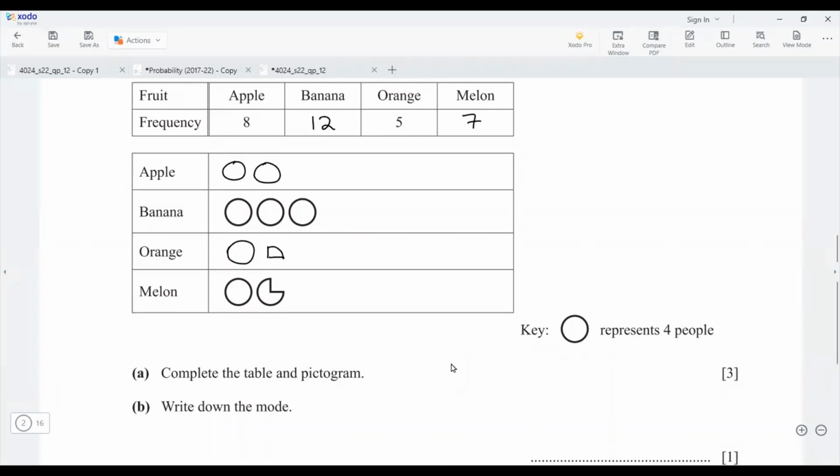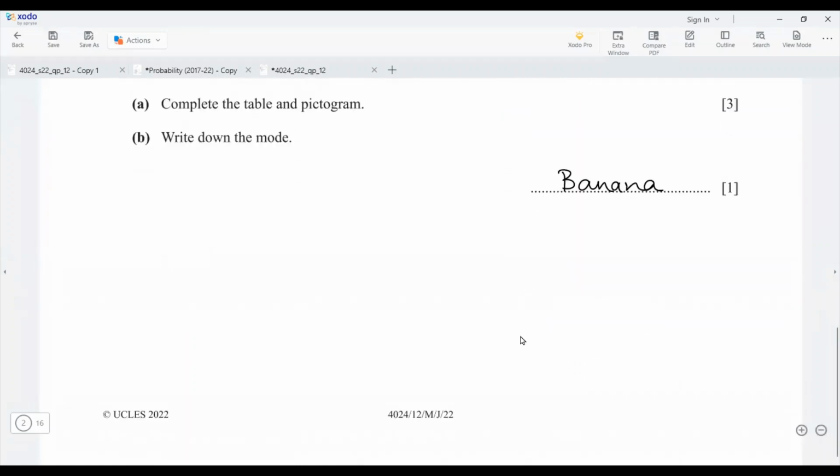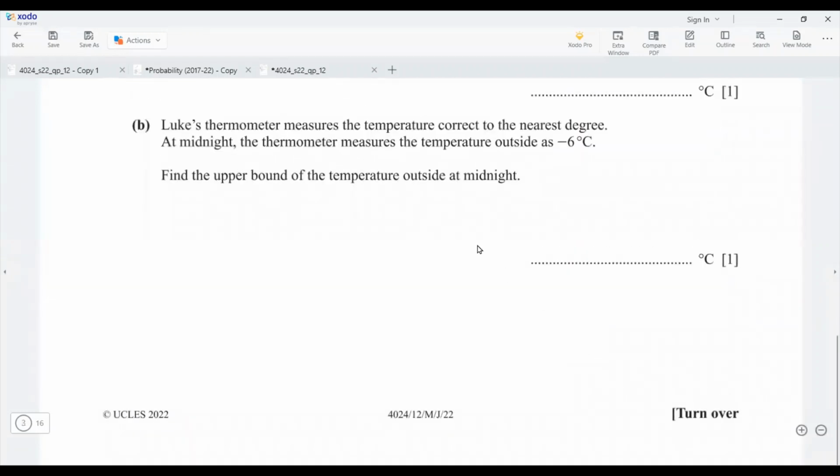So which one of the fruits is having the highest frequency, means highest number of people? So it is obviously banana. It's having 12 number of people. So we can write down banana here. So this is question number 2 for you. So moving to question number 3 on to the next page.